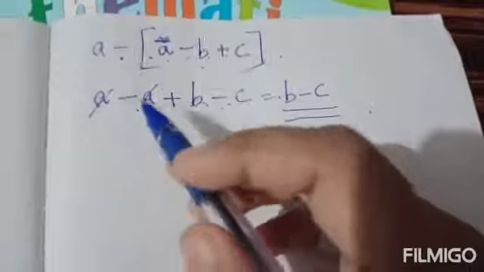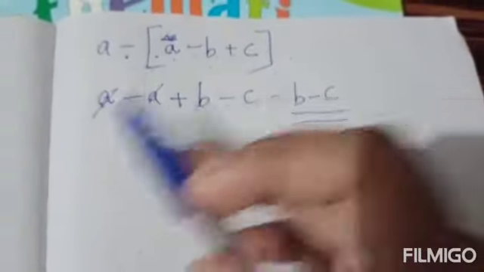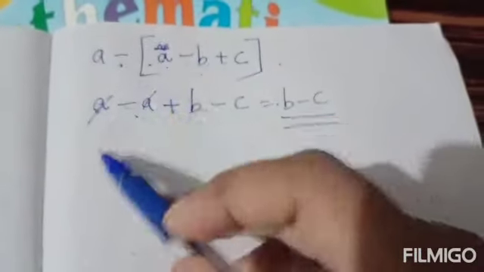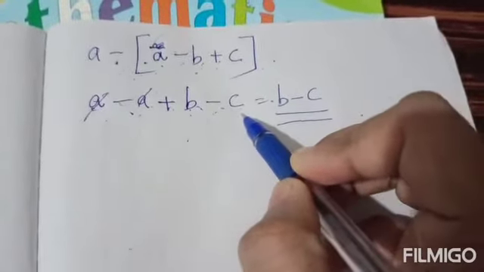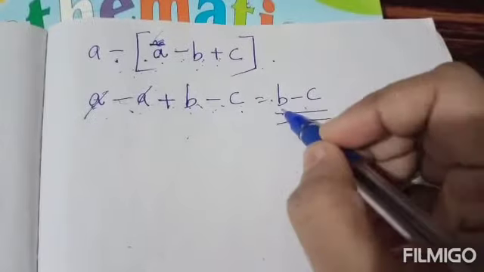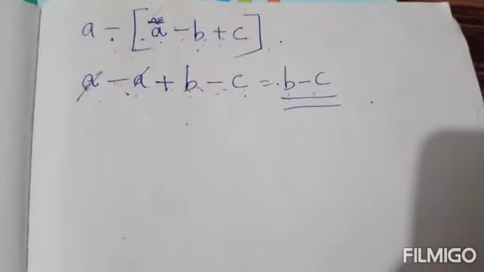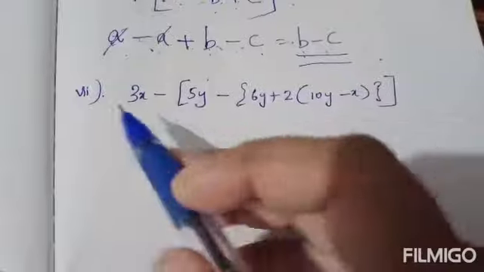Now you can add or subtract the like terms. So A minus A, it is 0, so that you can cancel. So remaining B minus C. So that is the final answer, B minus C.